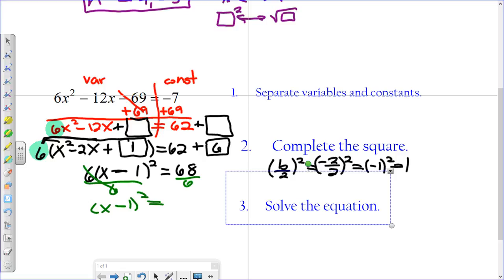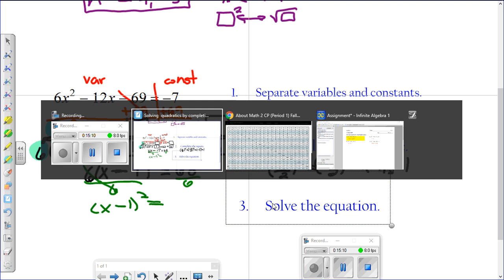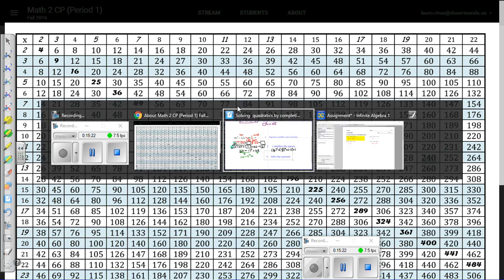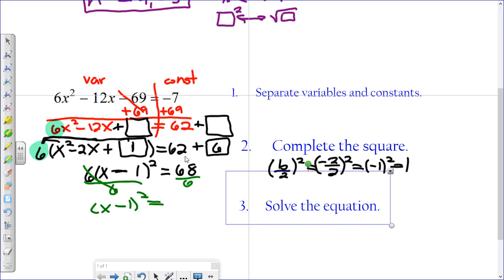Now what is 68 divided by 6? Use your times tables, follow the times tables of 6 and see if you find 68 anywhere in here. Nope, it doesn't go evenly. So if it doesn't go evenly, leave it that way. Leave it as 68 over 6. So what I'm going to write here is 68 divided by 6. Because remember, I don't want decimals. So I don't want you to give me a decimal. Leave it that way. Okay, I don't want a decimal.